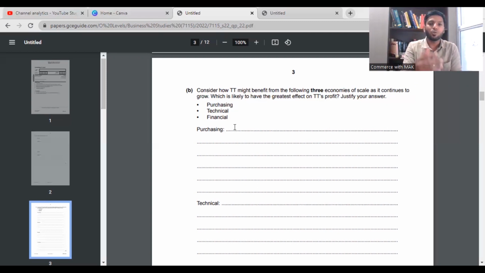The first one is purchasing. How do we achieve economies of scale in purchasing? When you purchase a product, you should always buy from a cheap supplier. When you buy from a cheap supplier, you can get a lot of bulk discount.